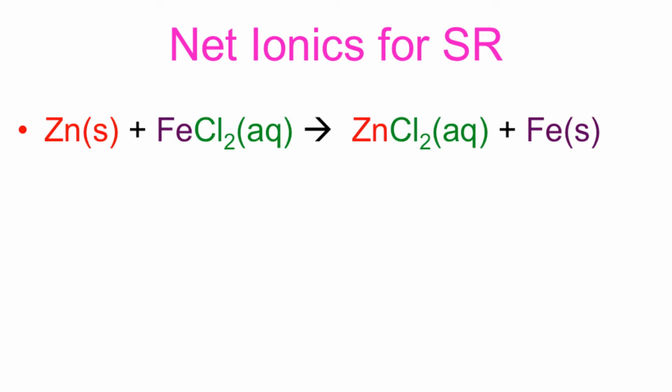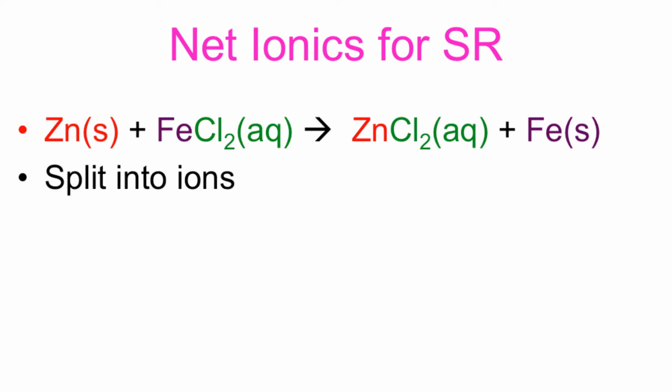There is one more type of reaction that you can write net ionics for. These are single replacement reactions. We've got some solid zinc and some iron chloride solution. Now, you know, to check your activity series, is zinc more active than iron? Well, of course it is. So it will replace it. So they just swap places.